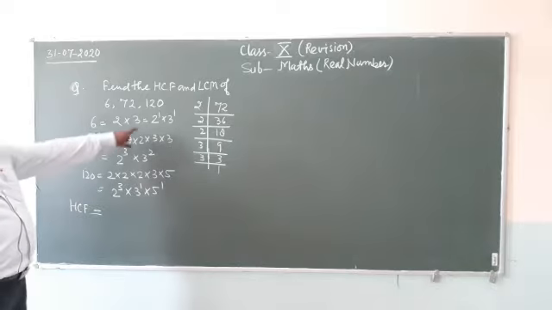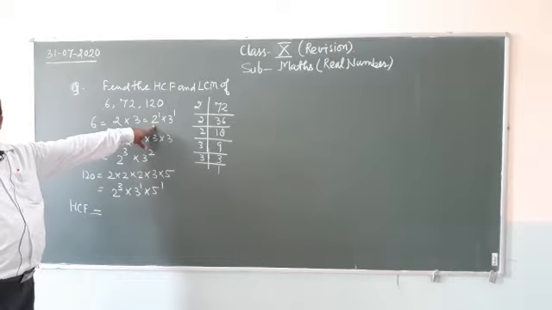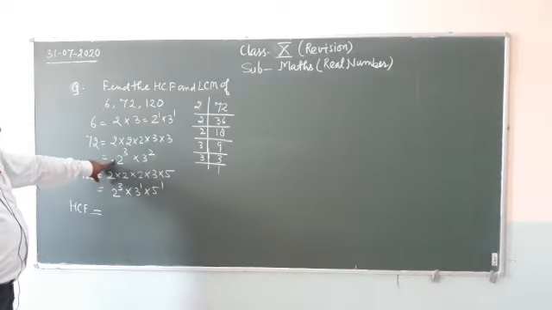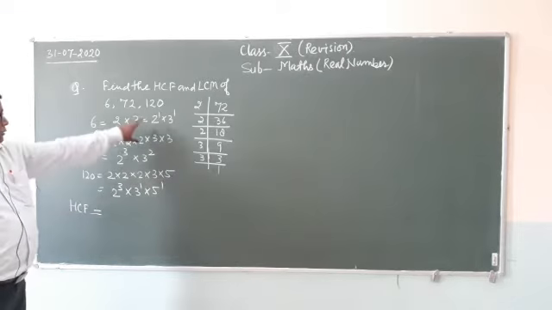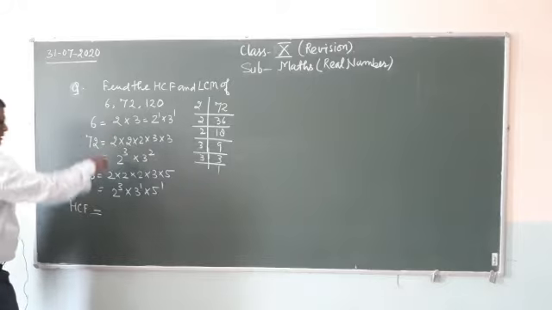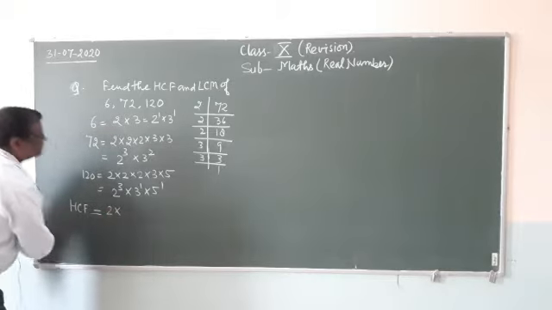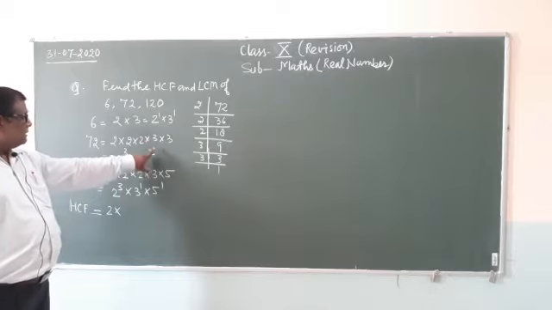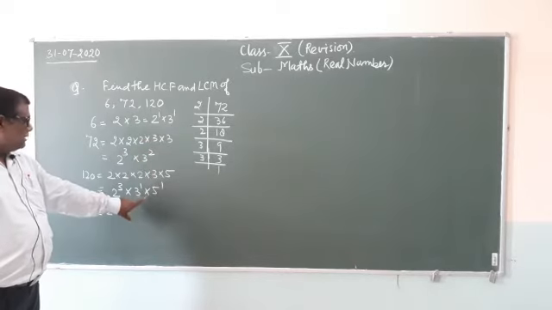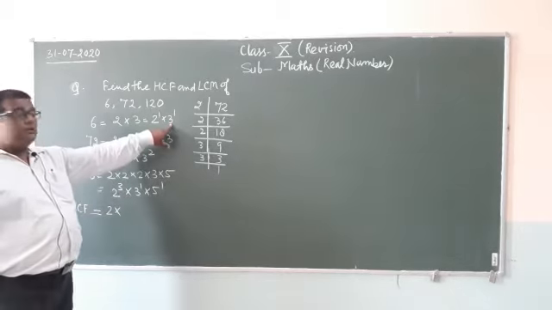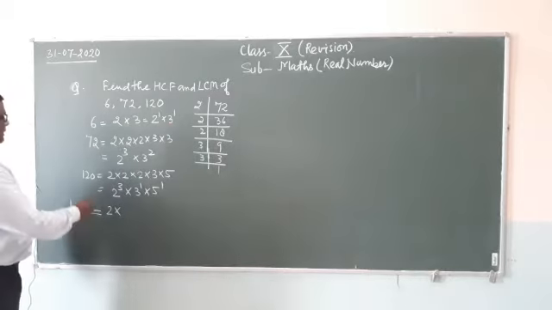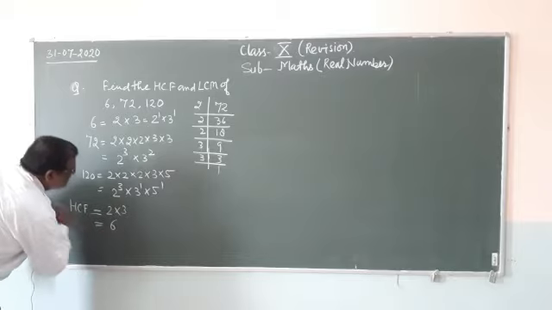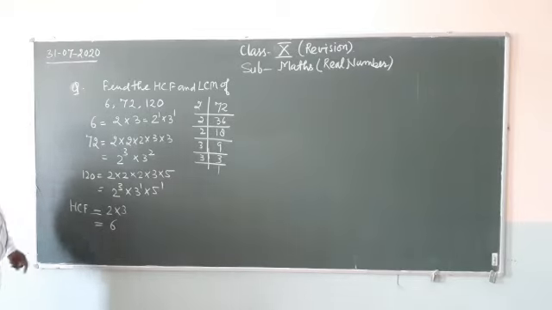Now the highest common factor. What is common? 2 power 1 is the smallest power of 2, here 2 power 3, here 2 power 3. So 2 will come in the HCF. For 3, the powers are 3 power 1, 3 power 2, 3 power 1. The smallest power of 3 is 1. So we can write 3. Here the HCF of these is 6.